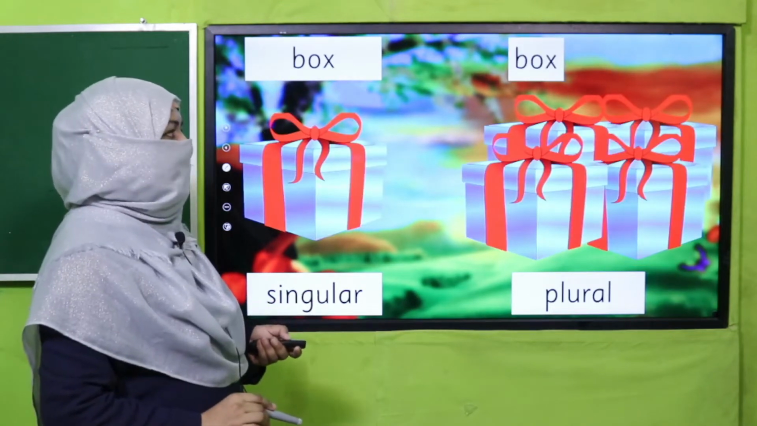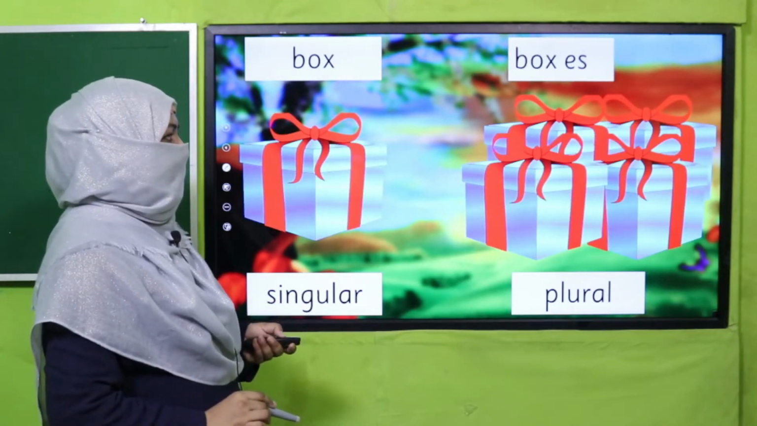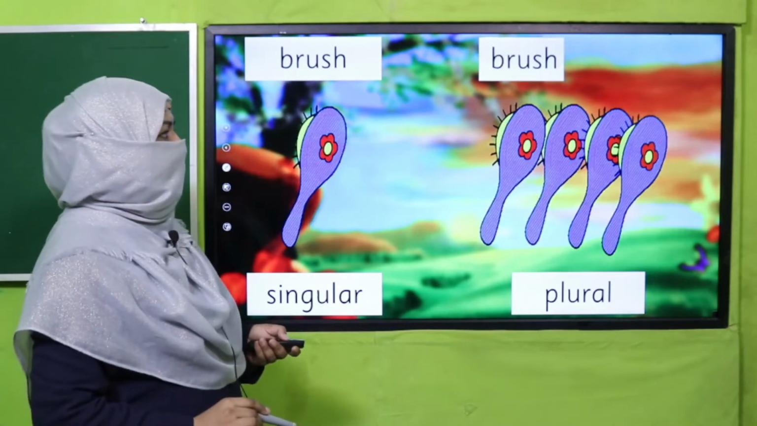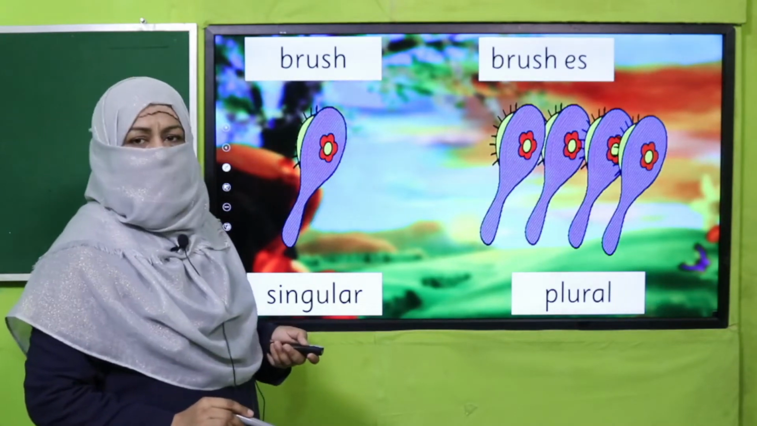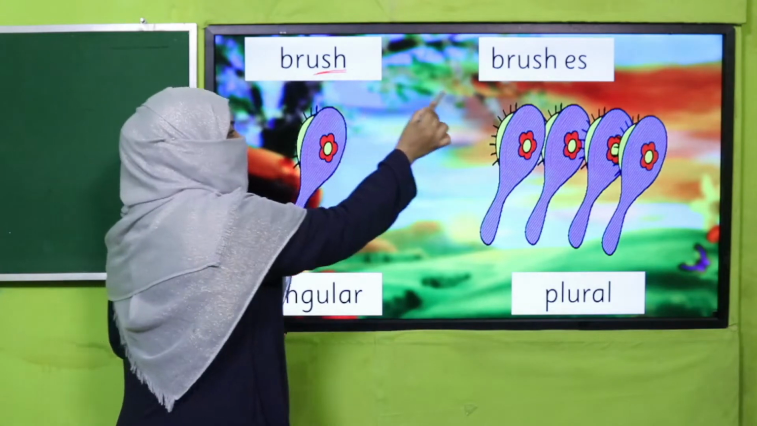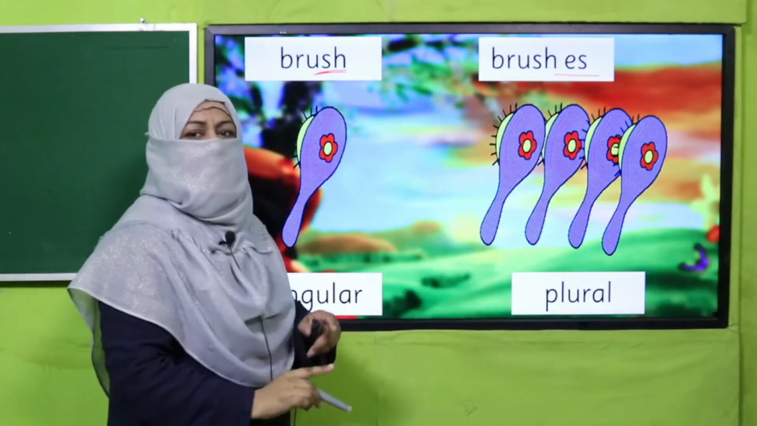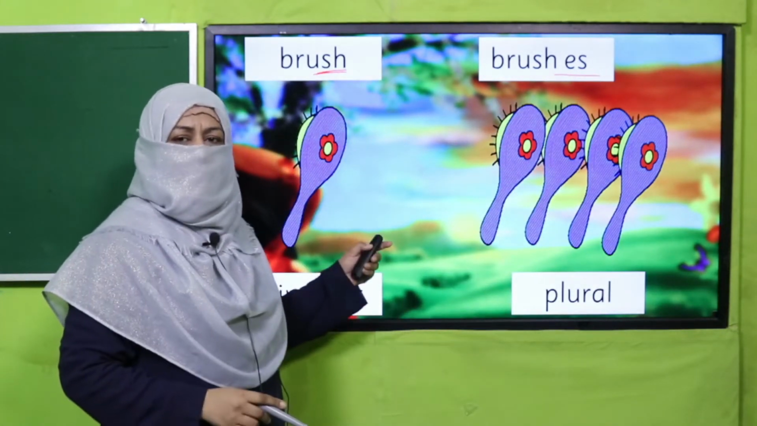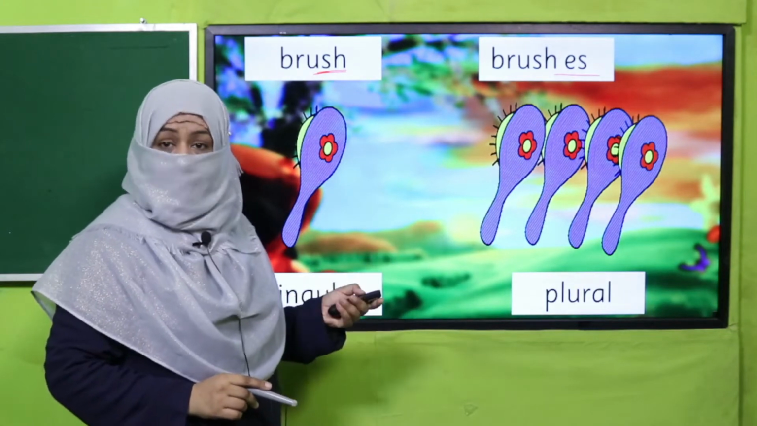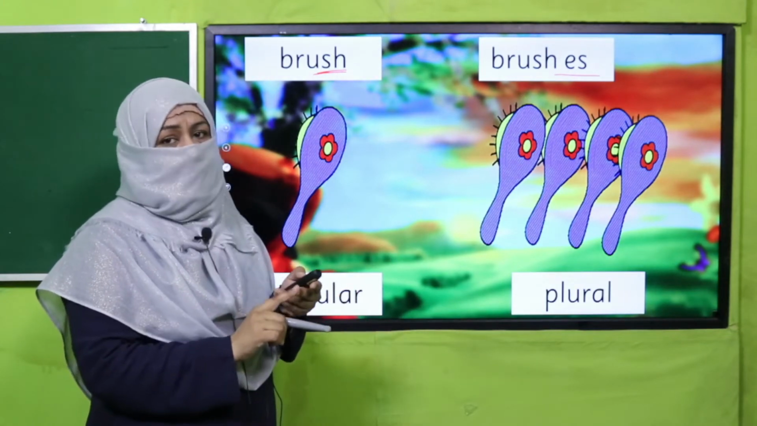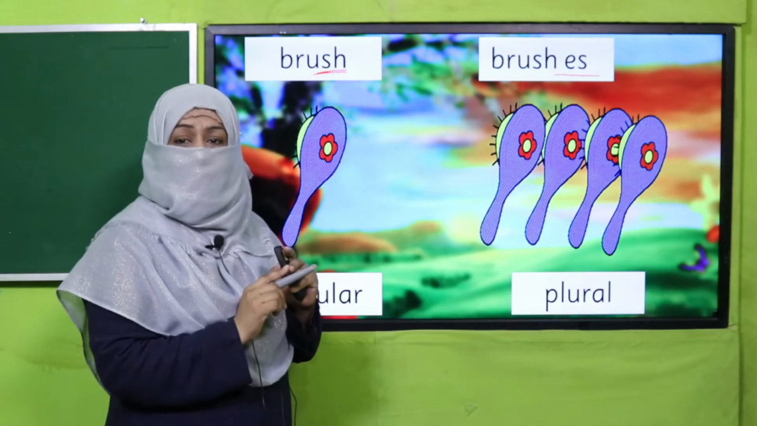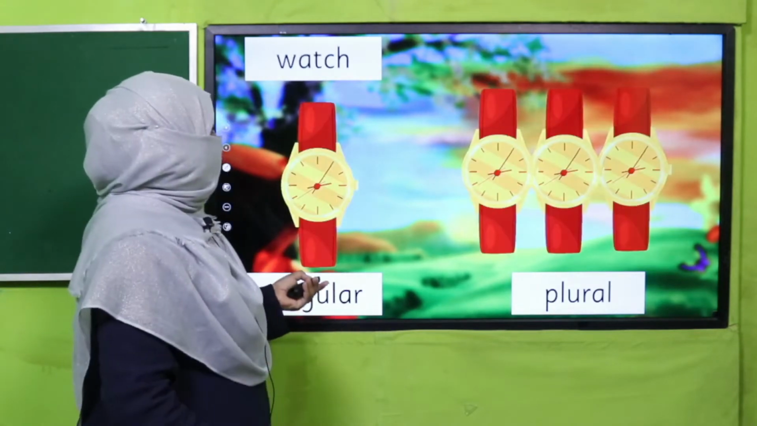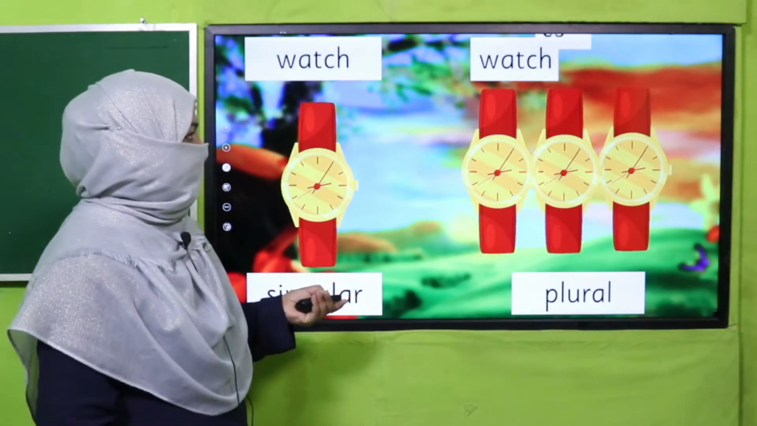Box, boxes. Brush, brushes. Why are we doing it? Because we have a list of endings for which we add es, and by adding es, it is another example of a regular noun. Either we add s or es, both are for regular nouns. Okay. Watch, watches.